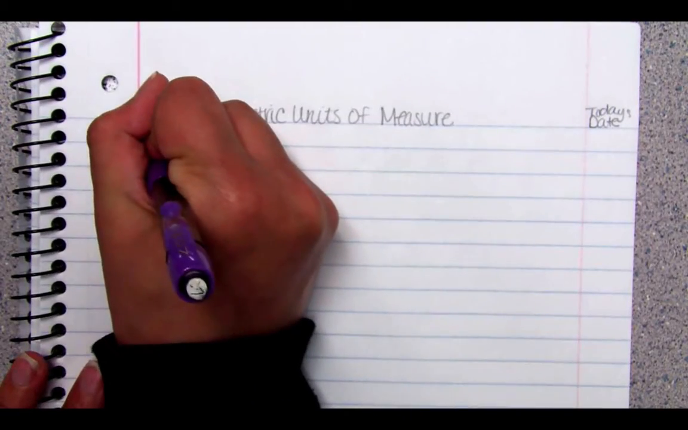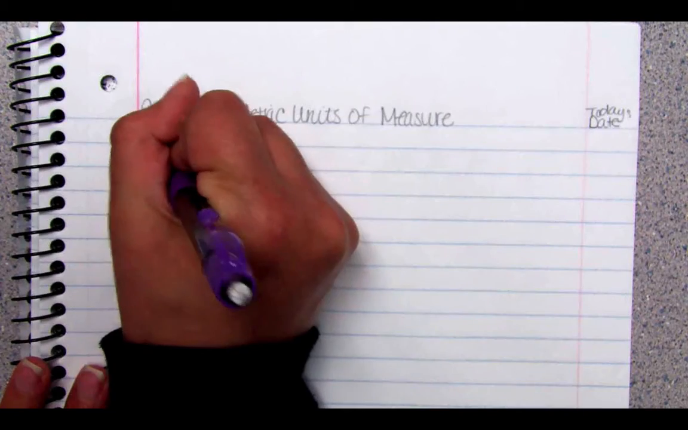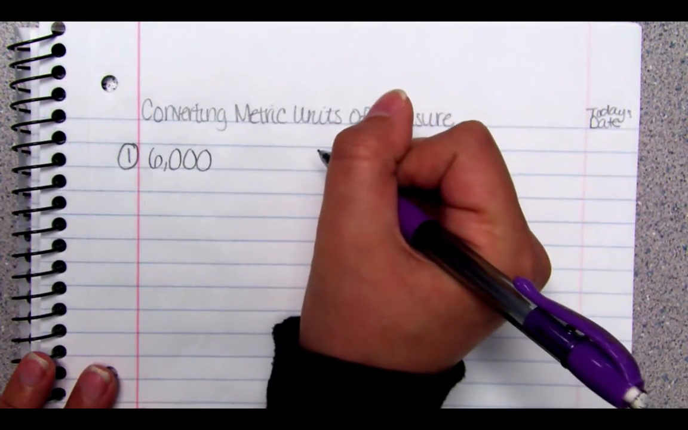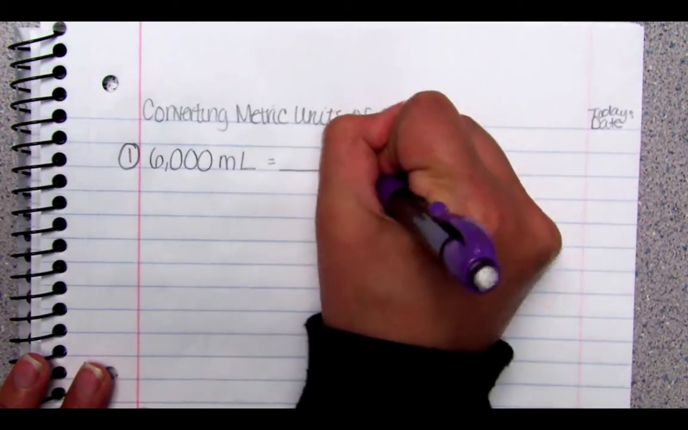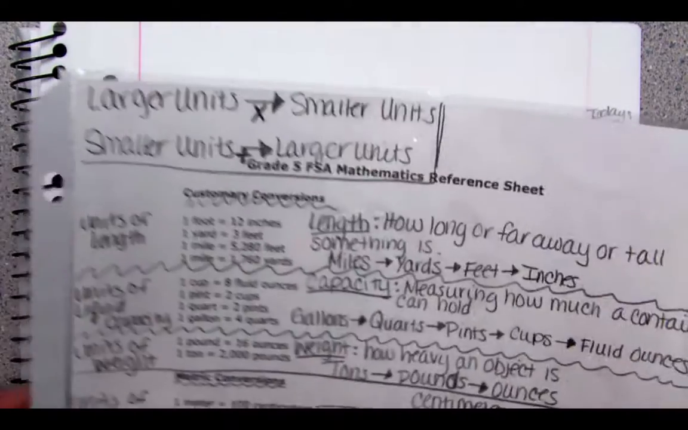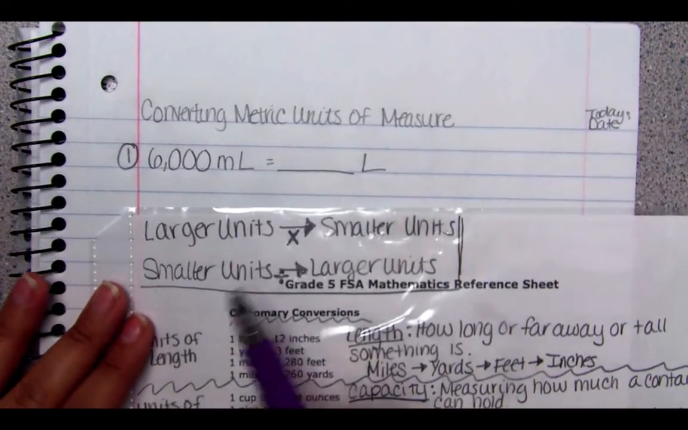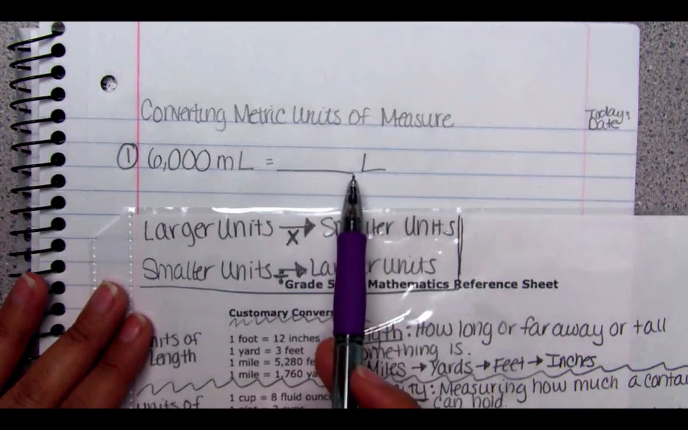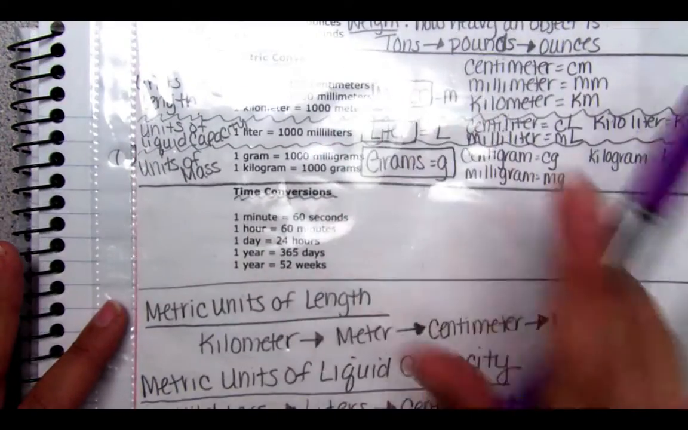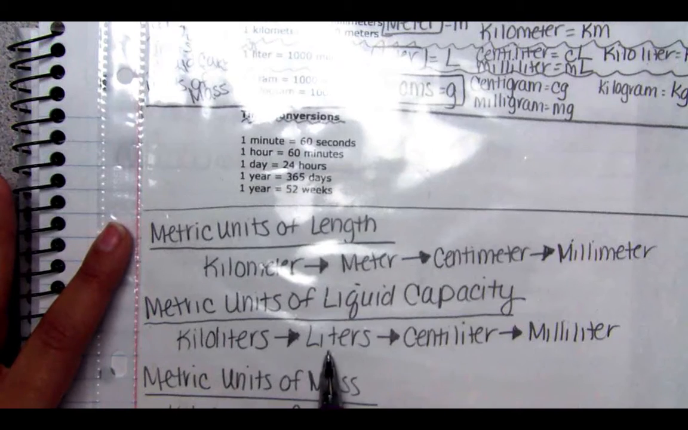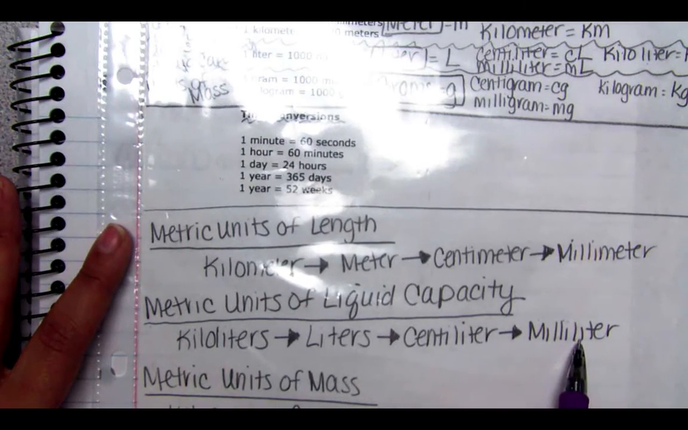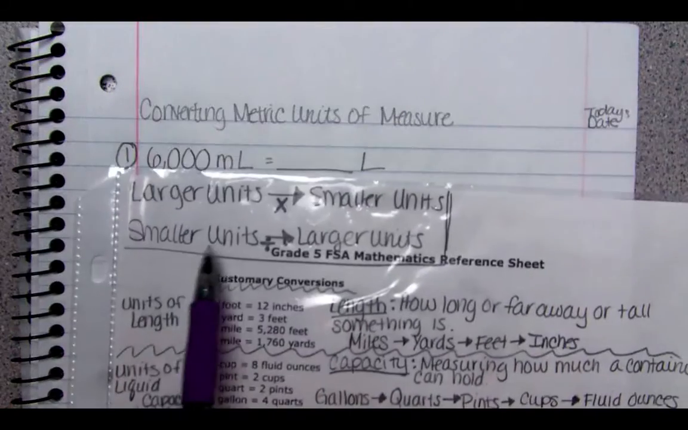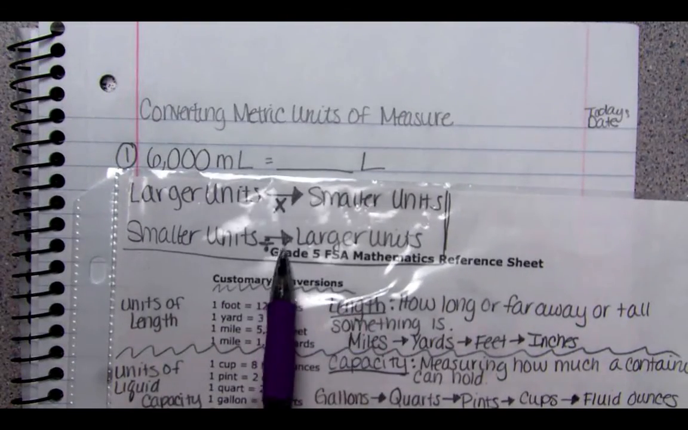So I'm going to write my measurement conversion equation here. So we have 6,000 milliliters equals blank liters. First, let's go back and figure out what we're going to be doing here. So we have milliliters and we're changing it to liters. So I'm going to go down to my liters. I have liters here and milliliters here. So which one is smaller, liters or milliliters? The milliliters is smaller. So we're going from a smaller unit to a larger unit, which means we are going to divide.